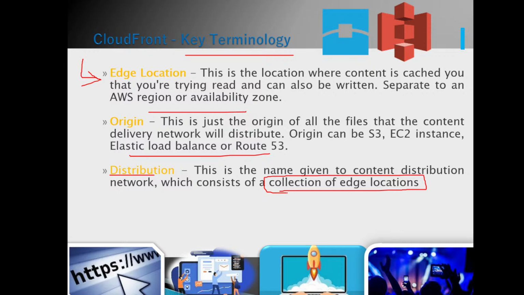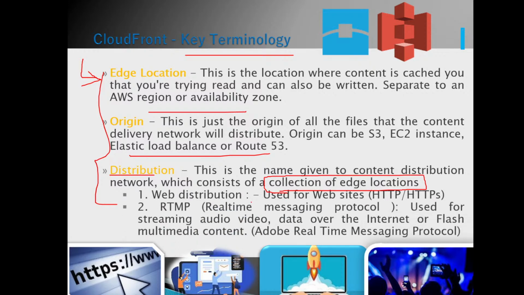Okay. So these are the three terminologies: edge location, origin, and distribution. Distribution is a collection of edge locations. This is the previous version of CloudFront where we had to configure web distribution or RTMP, but right now we don't have to configure this. It's a single click configuration on the distribution side, but I have not removed this PPT. In 2021 it was replaced with a single click configuration.